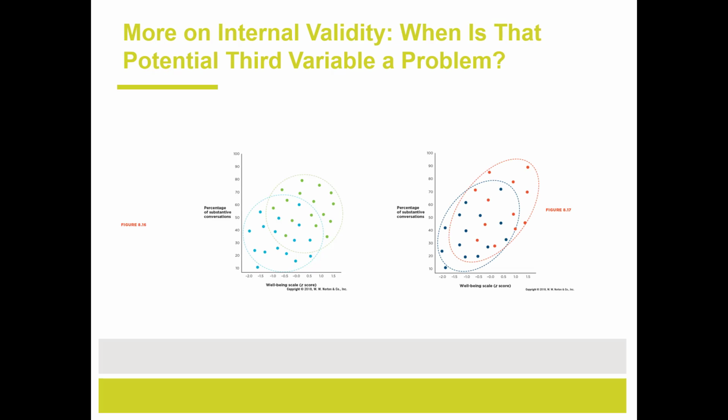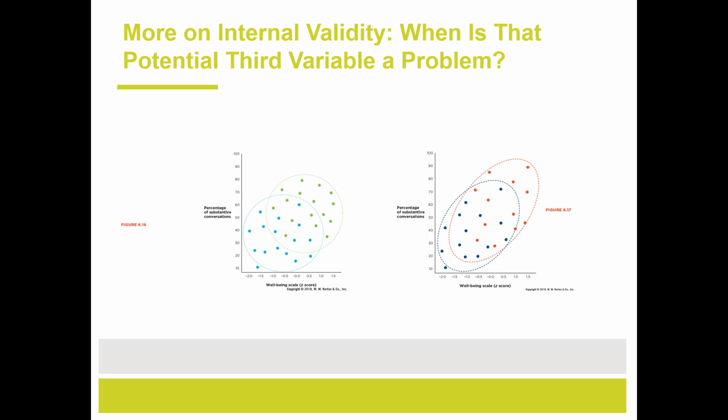When we come up with a third variable explanation for an association, how do we know if it poses a problem for internal validity? Figure 8.16 shows a scatterplot depicting what the data would look like in Mel's study about deep talk and happiness if education was indeed the third variable responsible for the correlation between deep talk and happiness. Overall, there is a moderate, positive relationship between deep talk and happiness.